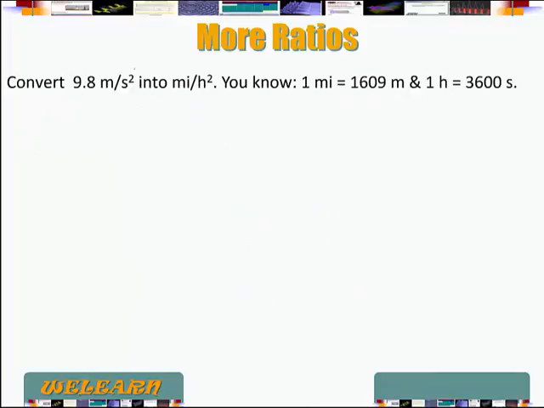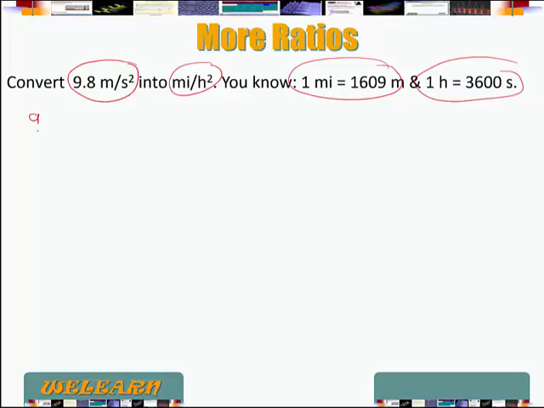And here we are asked to convert 9.8 meters per second squared into miles per hour squared. And our conversion factors are here. 1 mile is 1609 meters and 1 hour is 3600 seconds. As usual, we start by writing our quantity, 9.8 meters per second squared, equals, and then we rewrite it again, 9.8 meters in the numerator and seconds squared in the denominator.